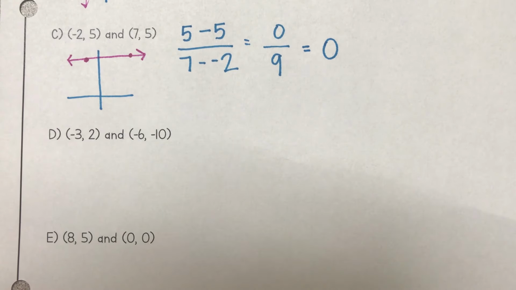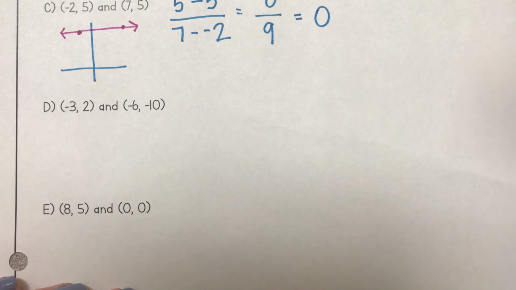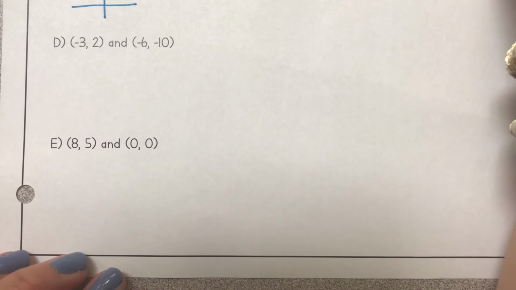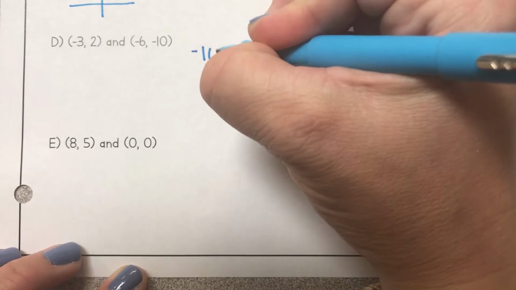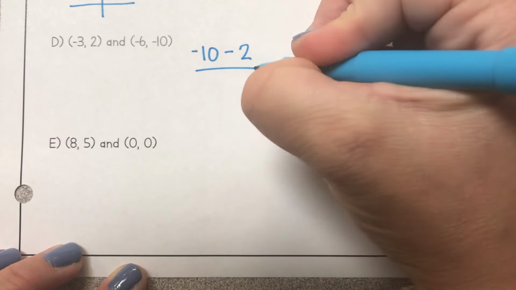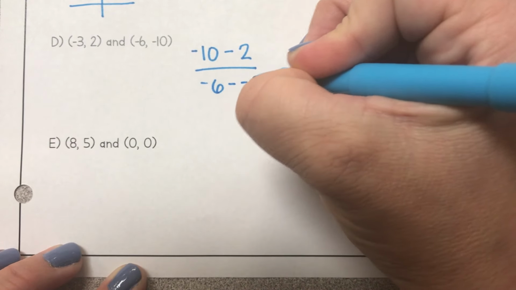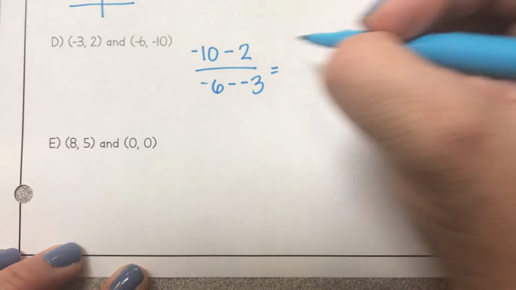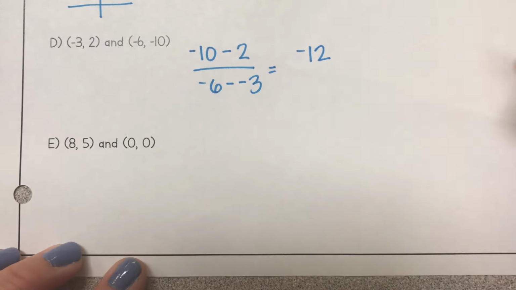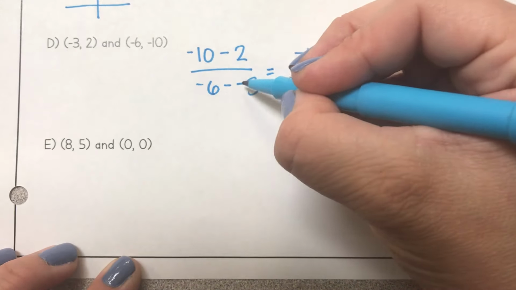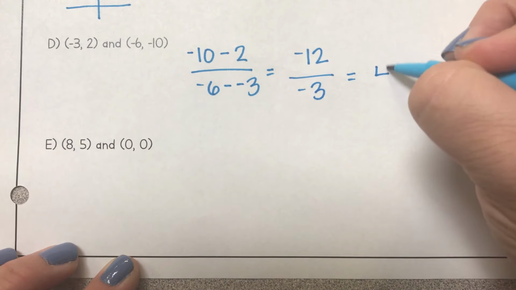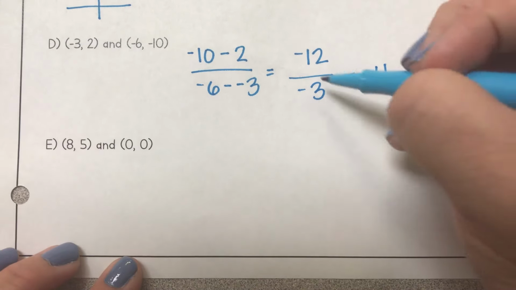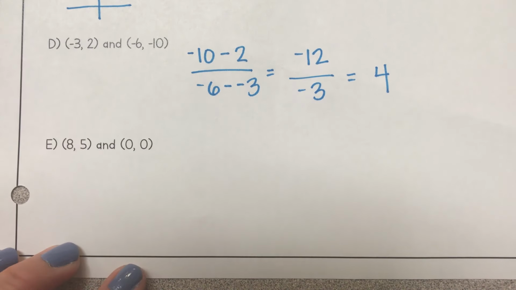Math is super fun. Why don't you pause it and set up and work out D and E and see if you get them right. Or come back and check and we'll see if you got them right. On D, we should have had negative 10 minus 2 over negative 6 minus negative 3. Negative 10 minus 2 is negative 12. Negative 6 minus negative 3 is negative 3. 12 divided by 3 is 4. Positive 4 because it's 2 negatives.